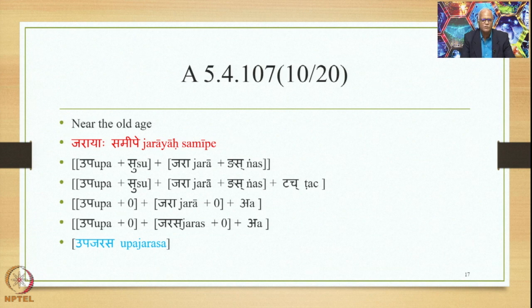Now we get the pratipadika saudhnya. Then we apply the sutra supo dhatu pratipadikayoho and delete both the sups. So now we have upa plus 0 plus jara plus 0 plus a. And then when we join them together, we get the form upajara. But before that, we apply this Gana Sutra and substitute the word jara by jaras. So we get upa plus jaras plus a, and finally the compound output is upajarasa, ending in short a.